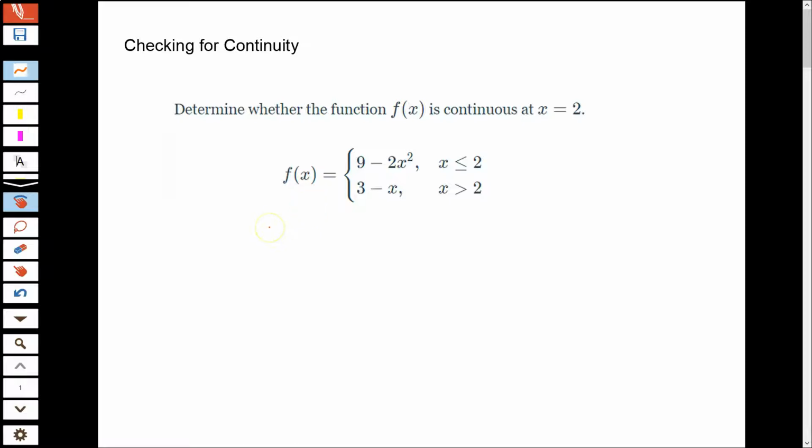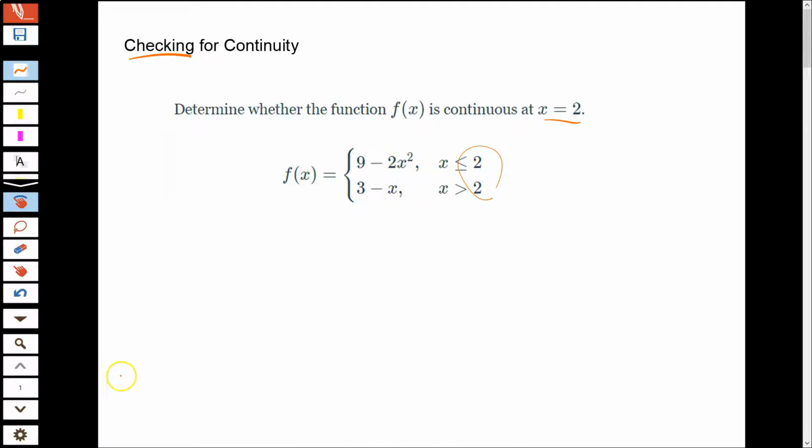So here what we're interested in, we're stepping up our game a little bit. We're checking for continuity. So I've given you a function. It's a piecewise function. That's what we're studying, right? So we want to know if this function is continuous or discontinuous at x equals 2. And notice x equals 2 is the boundary between our two pieces, right?